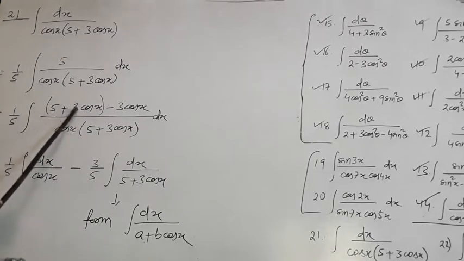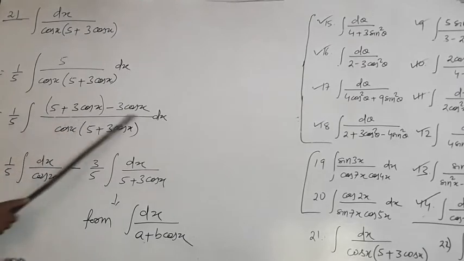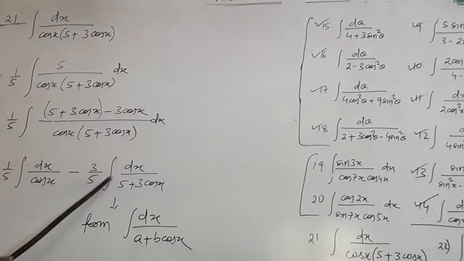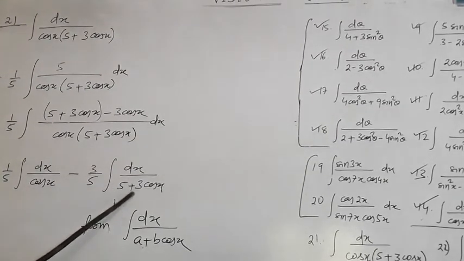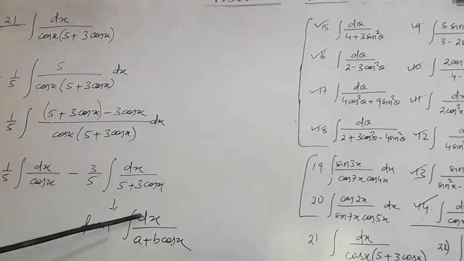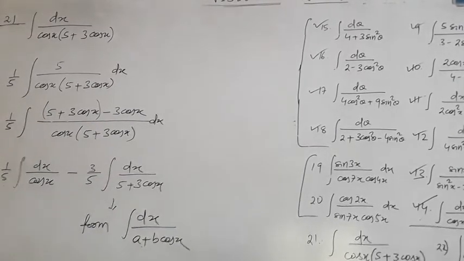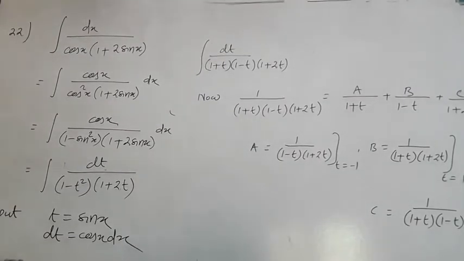Now, when you separate it, it becomes dx by cos x, that is, dx by cos x means sec x, minus 3 by 5 dx by 5 plus 3 cos x. And it is of the form dx by a plus b cos x. Okay? Do it by yourself.